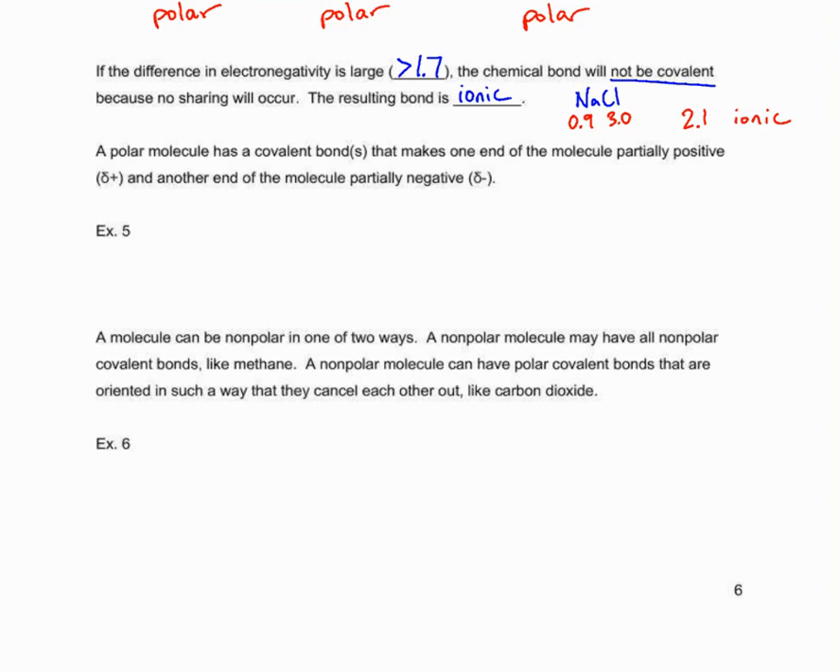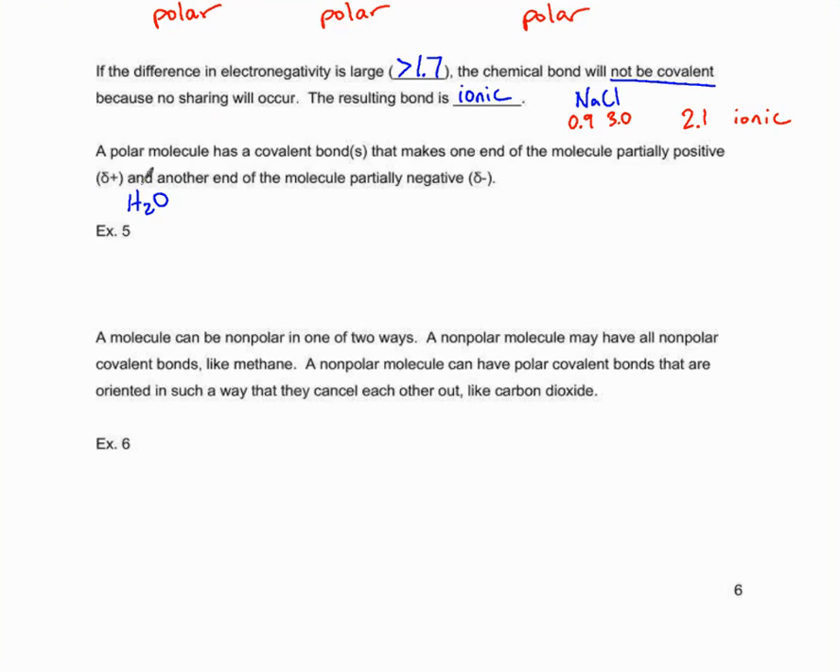So a polar molecule has covalent bonds that make one end of the molecule partially positive and the other end of the molecule partially negative. So we haven't worked on drawing these types of diagrams before. I'm going to give you a preview of some things to come.